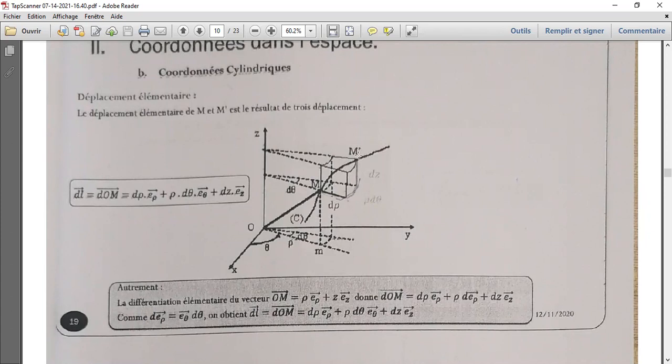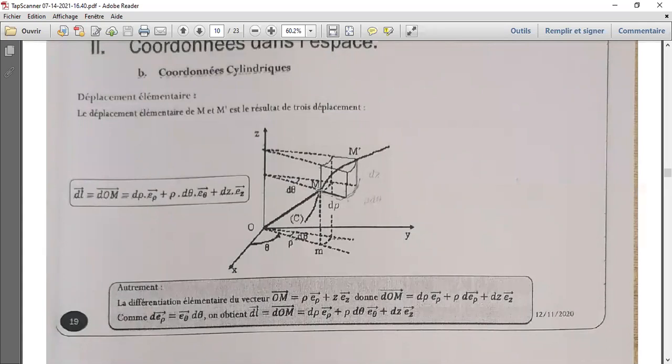So for me to find my formula of the displacement, or in other terms, the movement of M, how does this M move? For this M to reach M prime, it doesn't move haphazardly, anyhow. It has to follow steps in movement. So how do I move it?